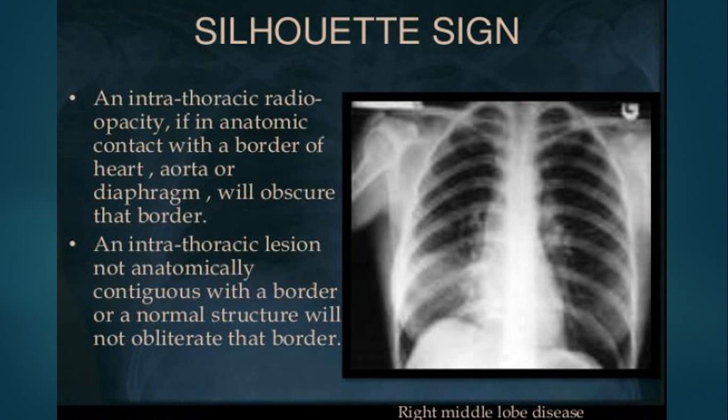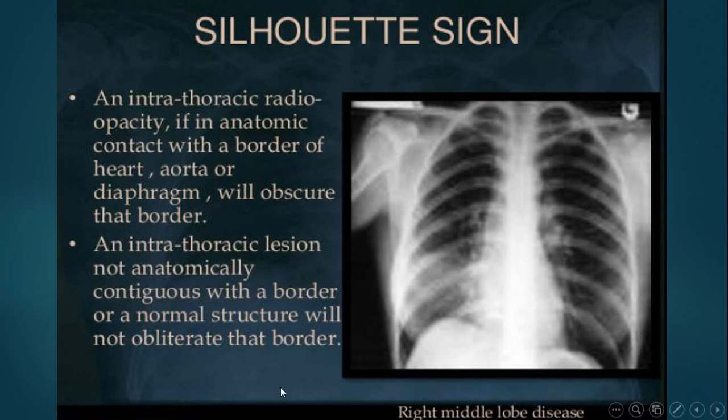So, an intrathoracic radio-opacity, if in anatomic contact with a border of the heart, of the aorta, or the diaphragm, you will not be able to see the heart or the aorta or the diaphragm, because this border will be obscured. It will be silhouetted. An intrathoracic lesion that is not anatomically contiguous or in contact with a border or a normal structure will not obliterate that border, meaning you will be able to see the border between the two structures.